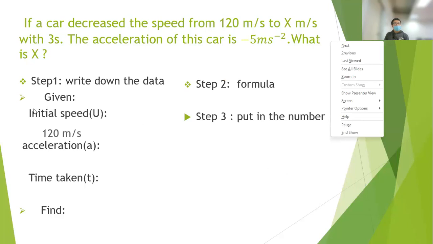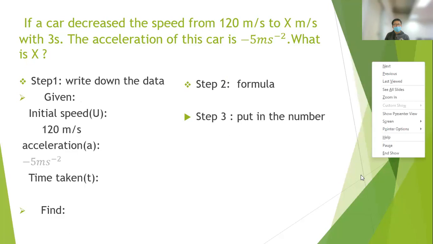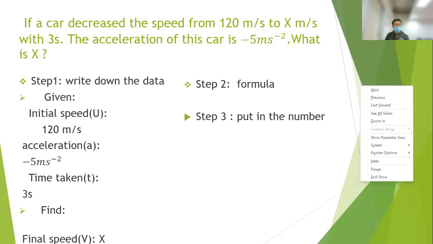Okay, this time you have 3 minutes for this question, and after 3 minutes we'll discuss it. Okay, now let's look. Initial speed is 120 meters per second. Acceleration is -5 meters per second squared. Time taken is 3 seconds, and we are finding the final speed.